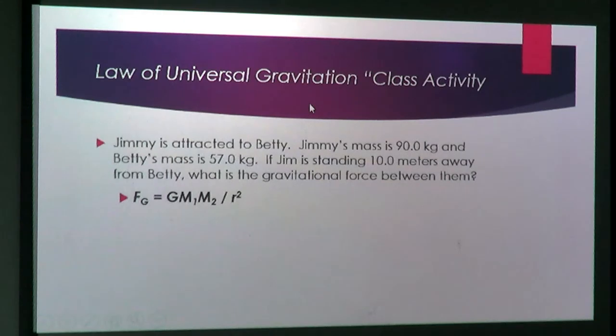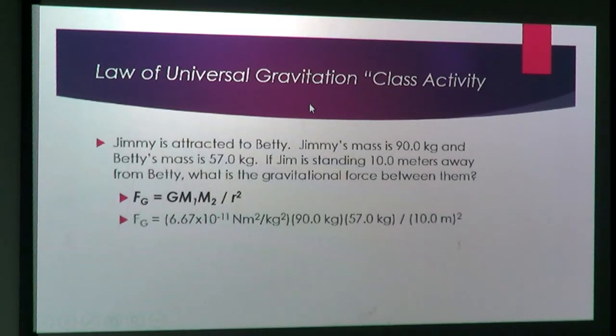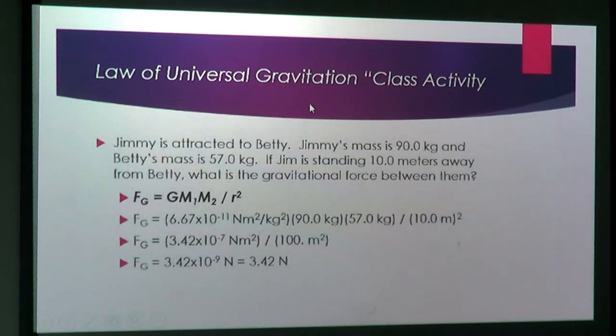If you pay attention to that and perform it, you place the constant, brackets, 90 kilograms bracket, 57 kilograms bracket, divided by 10 meters squared. You place that in a calculator. At the end, you perform the division. Your final answer will be 3.42 times 10 to the negative 7 newtons because it's a force of gravity. Of course, the unit has to be in newtons. You follow me? Nothing hard in that. We just replace numbers, guys.